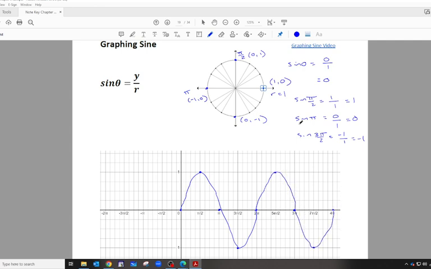Now, what if I went in a clockwise direction? So what if I started at 0 and I went down to -pi by 2? Well, then I'm down to -1. And then at -pi, I'm back to 0. And then at -3 pi by 2, I'm up to +1. And at -2 pi, I'm back down to 0. And so the cycle continues, and you get this sinusoidal shape.